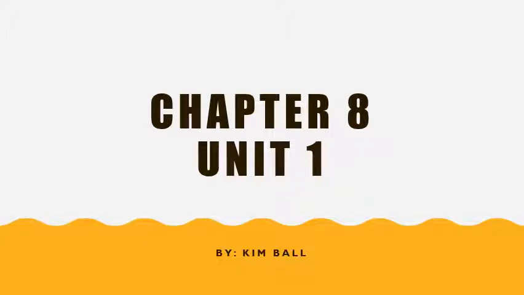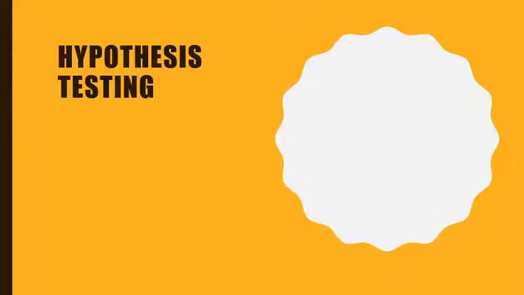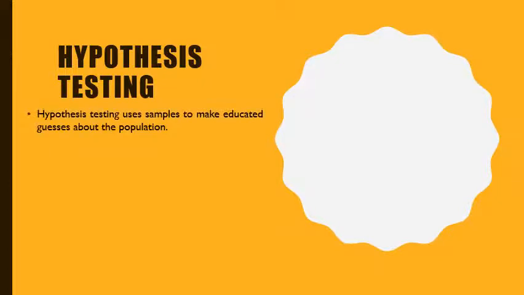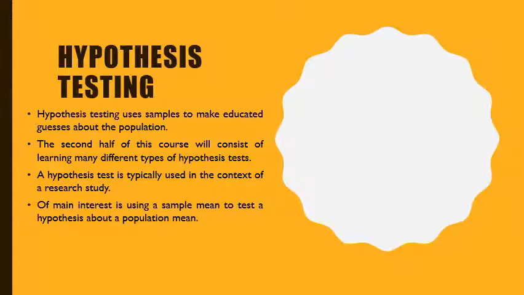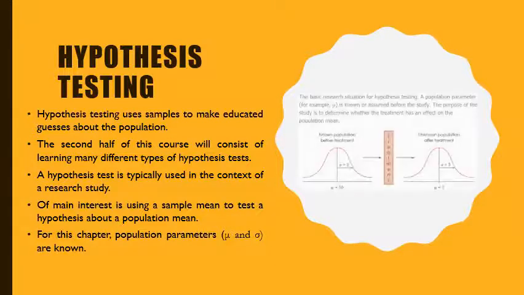Chapter 8, Unit 1. We're going to talk about hypothesis testing. Hypothesis testing uses samples to make educated guesses about the population. The second half of this course is going to consist of learning many different types of hypothesis tests. A hypothesis test is typically used in the context of a research study, and of main interest is using a sample mean to test a hypothesis about a population mean. For this chapter, population parameters, the population mean and standard deviation, are known.